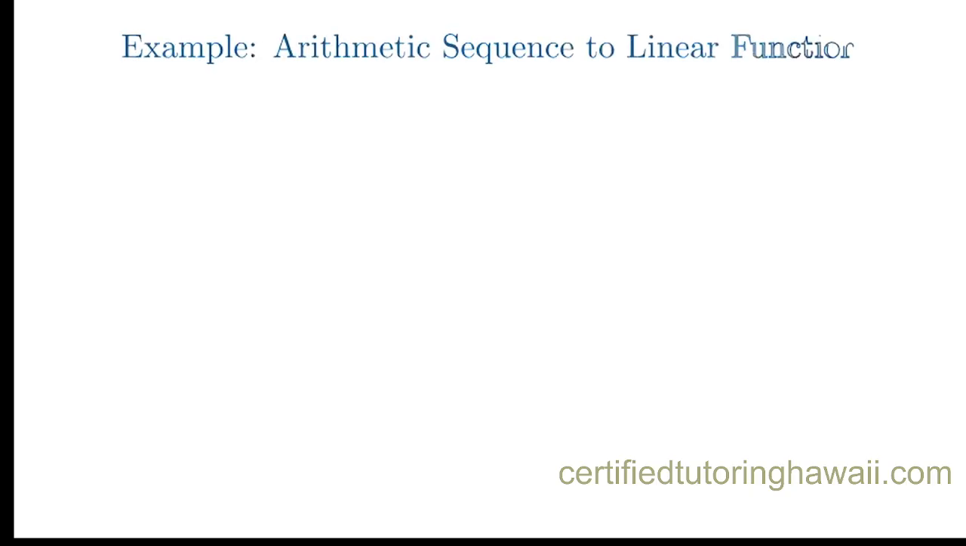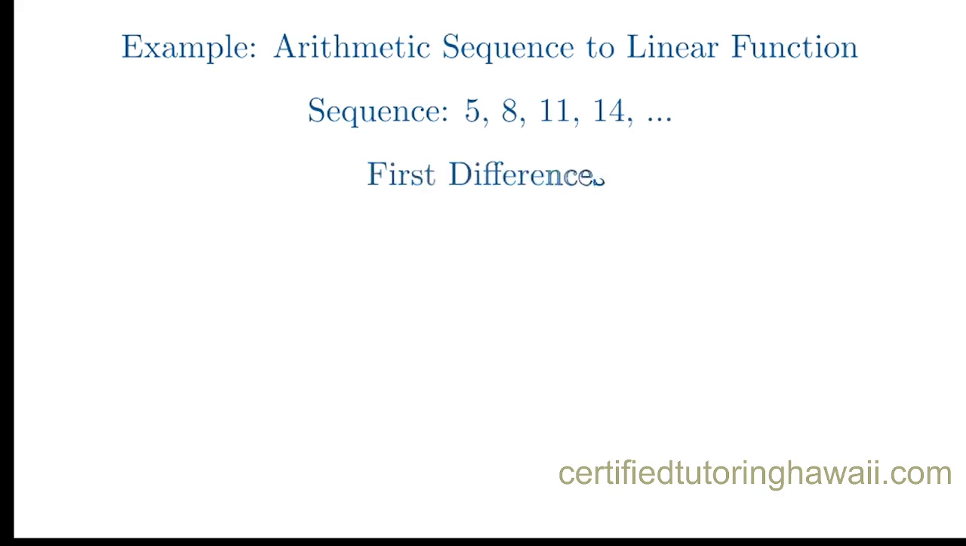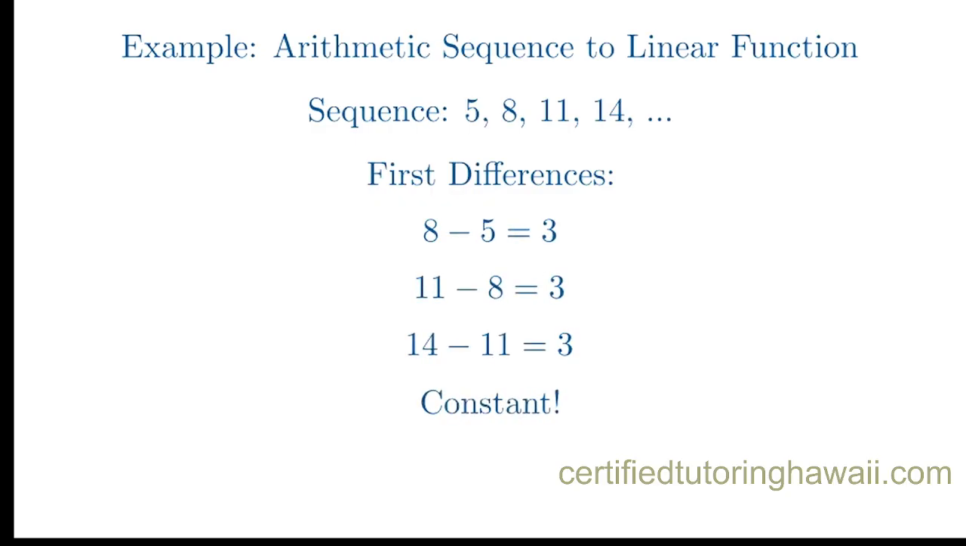So, let's connect these ideas. Imagine we have a sequence, and we want to find its corresponding linear function. Let's work through an example. Consider the arithmetic sequence: 5, 8, 11, 14, and so on. The first step is to check if it's truly arithmetic by finding the first differences. 8 minus 5 is 3. 11 minus 8 is 3. 14 minus 11 is 3. The difference is constant. Because the first differences are constant, we know the relationship is linear.